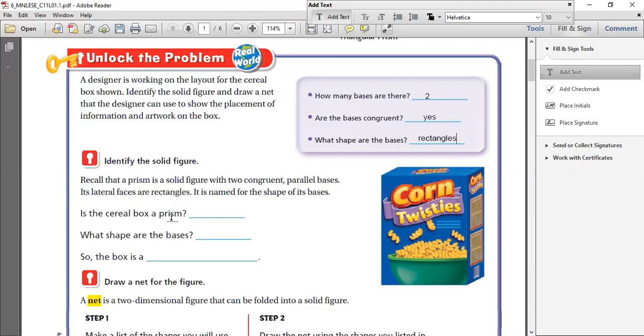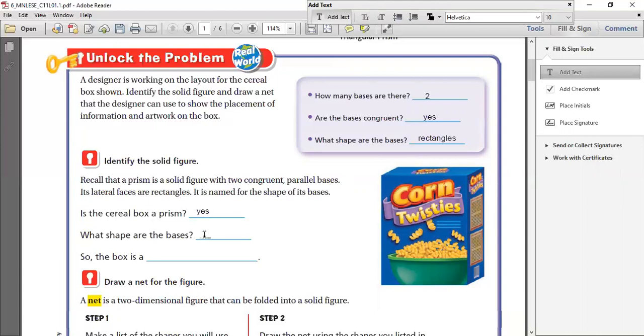Fine. Now, is the cereal box a prism? See, they gave you already the definition. A prism is a solid figure with 2 congruent parallel bases. Its lateral faces are rectangles. It is named for the shape of its bases. So if a figure has 2 congruent parallel bases, for example, like this, the upper part is equal to the down part, and the lateral faces, that's the faces which we can see outside, are rectangles, it's called a prism. Now, is the cereal box a prism? Of course it is. So you write yes.